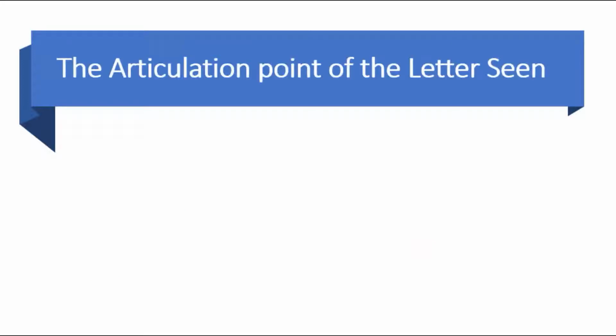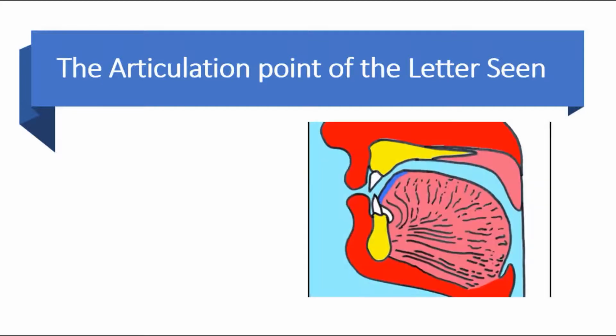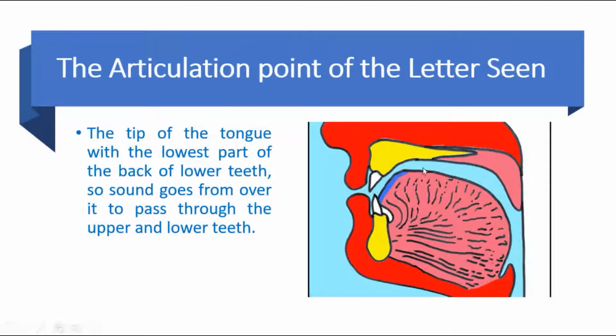So this is Sin. What's the articulation point of the letter Sin? The articulation point of any letter is the place where the letter comes out to give this sound, which is different from the sound produced by other letters. This is called the articulation point. So the articulation point of the letter Sin is the tip of the tongue with the lowest part of the back of the lower teeth.